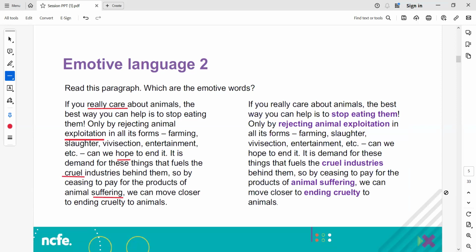Okay, so if you have a look at this paragraph now: stop eating them, reject animal exploitation, the cruel industries, animal suffering, and ending cruelty. So well done, you spotted a lot of those. Any questions about emotive language?